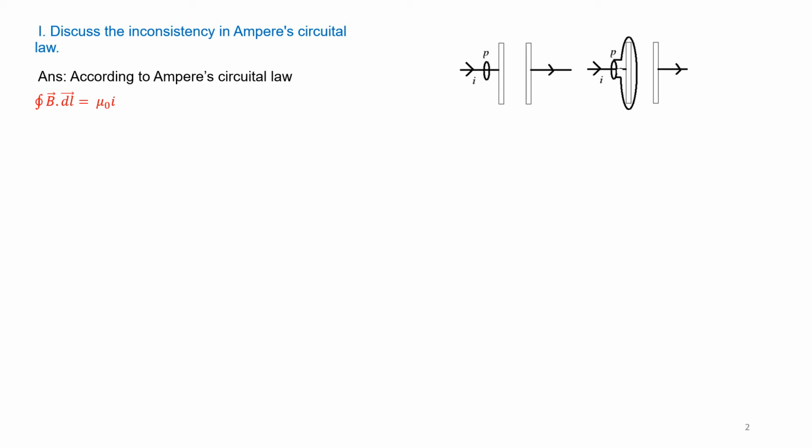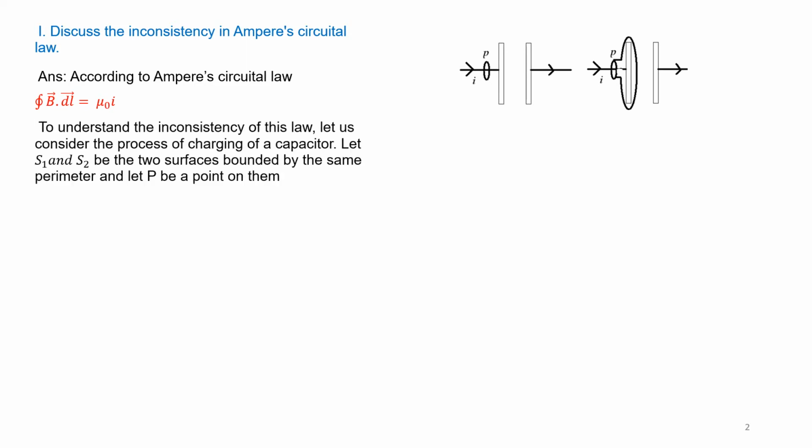Please see the figure. Here, to understand the inconsistency of this law, let us consider the process of charging a capacitor. Let S1 and S2 be the two surfaces bounded by the same perimeter, and let P be a point on them. When we apply Ampere's law to surface S1, we have line integral B dot dl is equal to mu naught I.